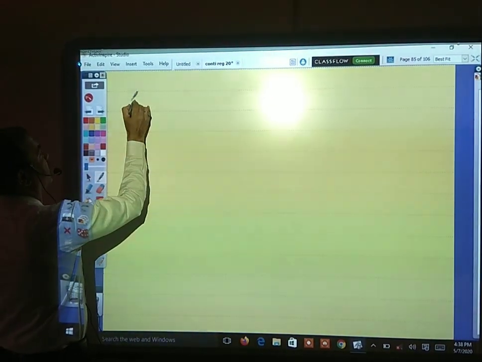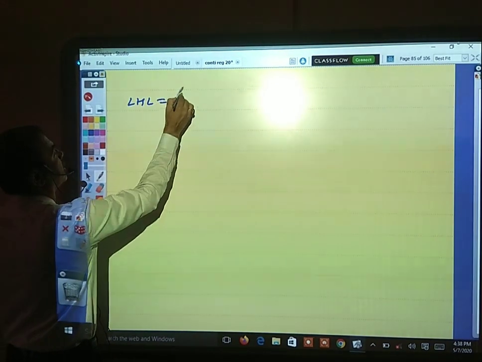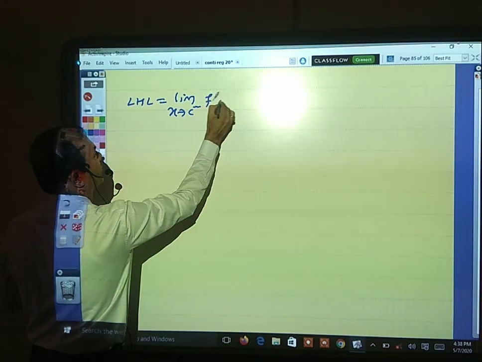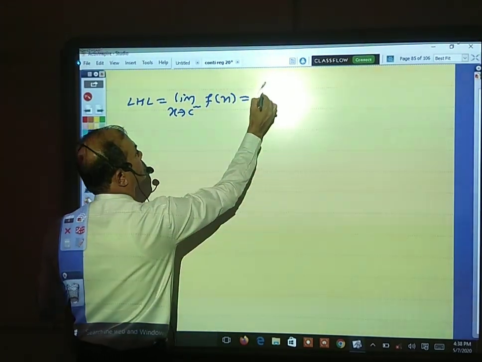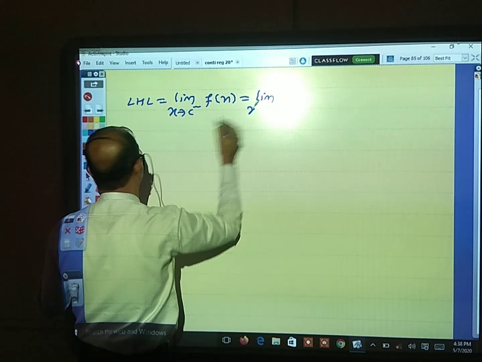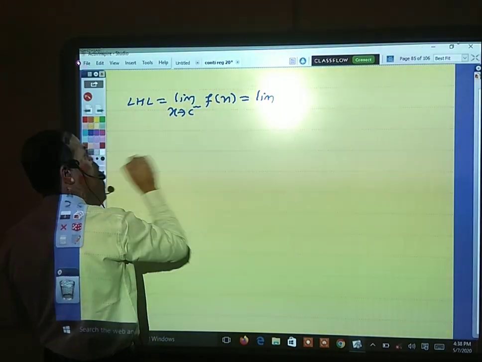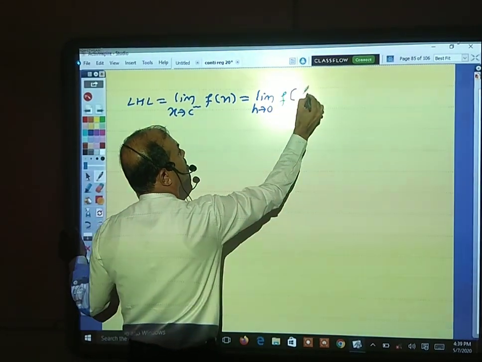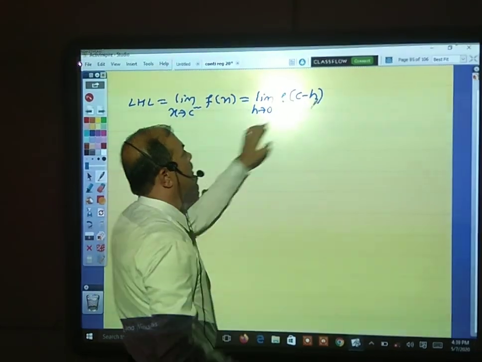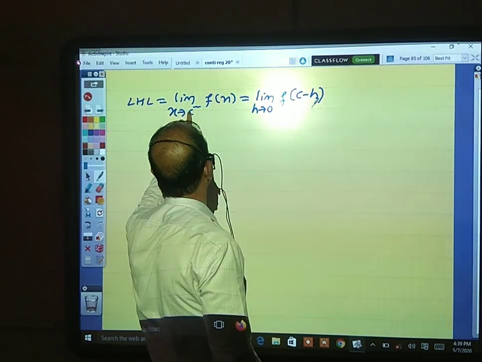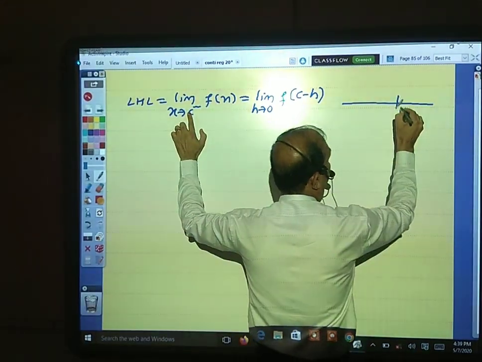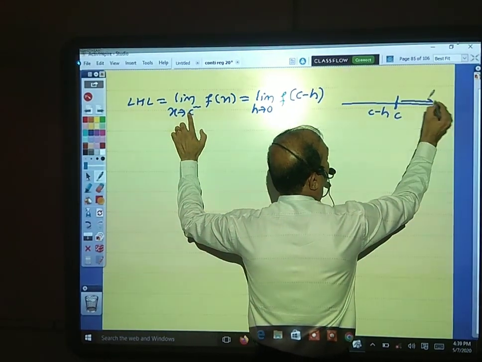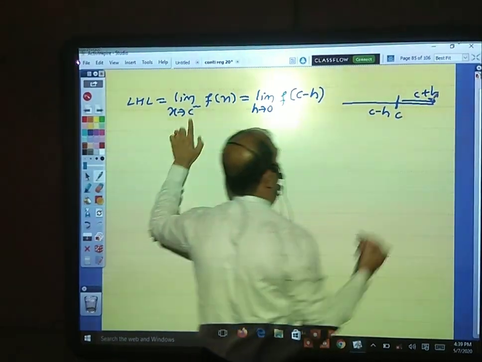So how we have defined the left hand limit is limit x tends to c minus of f of x, or this is also defined as limit h tends to 0 of f of c minus h. Note this, c minus h is slightly less than c. So if this is c, c minus h appears here. To the right side of c, you get c plus h.